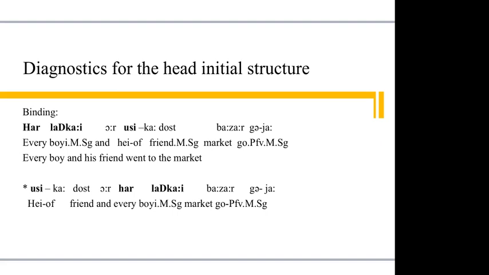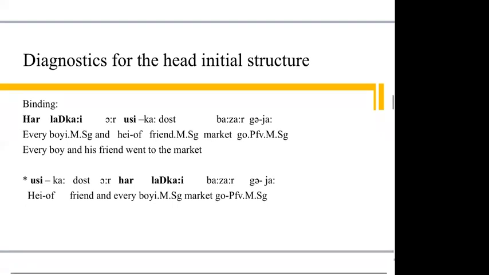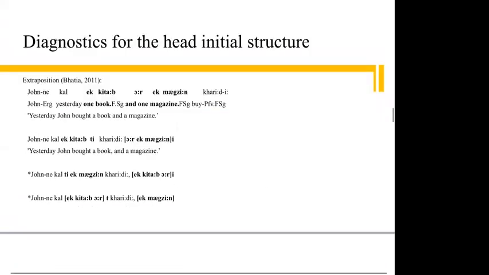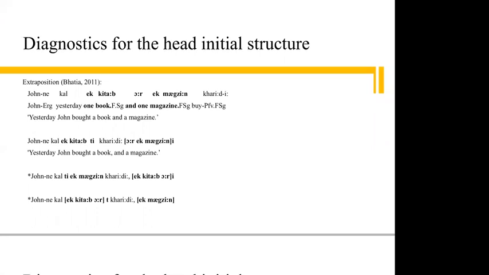So if it were the second conjunct that was making the constituent, then this would not be the case. This is a more interesting example which will show you better. John ne kal ek kitab aur ek magazine khareedi. So you can extrapose: John ne kal ek kitab khareedi aur ek magazine. So that basically says that the first conjunct, ek kitab, is in the specifier position, and aur ek magazine forms a constituent.